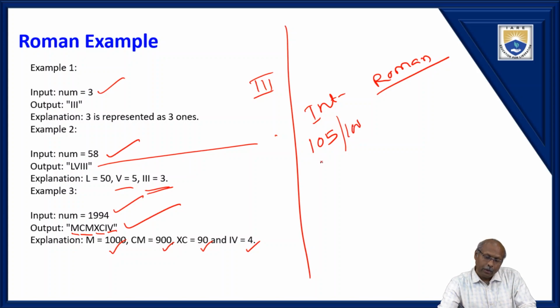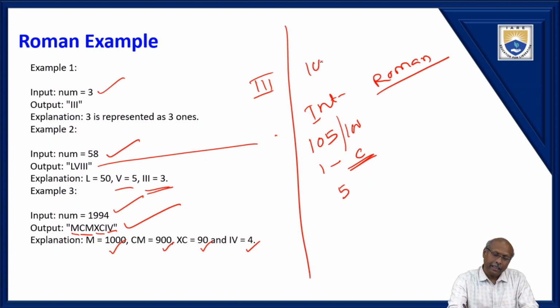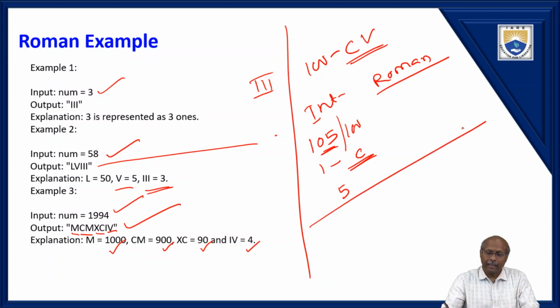If I divide by 100, what will I get? I will get 1. So that means 100 is there, so 1C. Then the remainder is how much? 5. After dividing by 100, I get a counter 1, which means that many C's are there, because 100 is C. So 1C, then remaining value 5. Now is 5 divisible by 10? No. Is 5 divisible by 5? Yes. So CV. So this is the way you can evaluate.